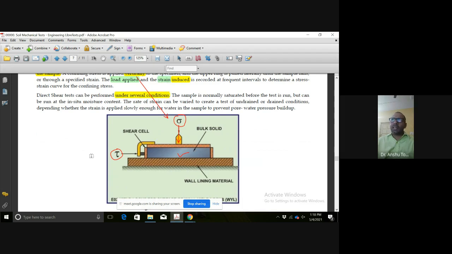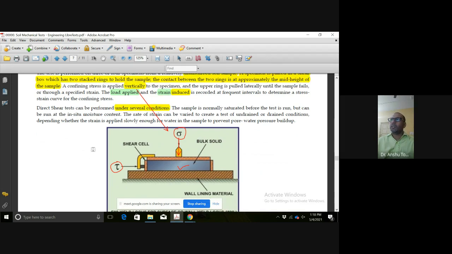The direct shear test can be performed under several conditions. The sample is normally saturated before the test is run, but can be run at the in situ moisture content also. So whatever you have extracted from the site, that sample can also be put into the shear box for testing straight away. The rate of strain can be varied to create a test undrained or drained condition. So here also we have got the possibility of undrained and drained strength to be found out.